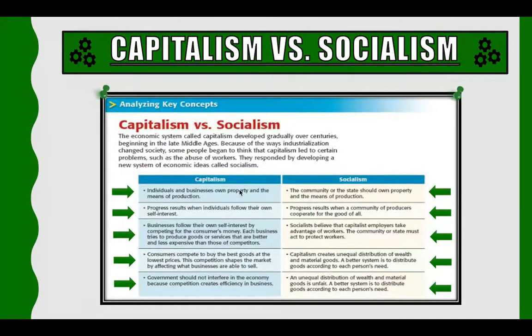Just to show you a couple very quick comparisons, take a very quick look at this chart. You can see on the left-hand side, these are some principles of capitalism. Individuals, businesses own property, means of production. Socialism, the government owns the most important industries. Self-interest is the central force of capitalism. Common good is the central force of socialism, and so on.